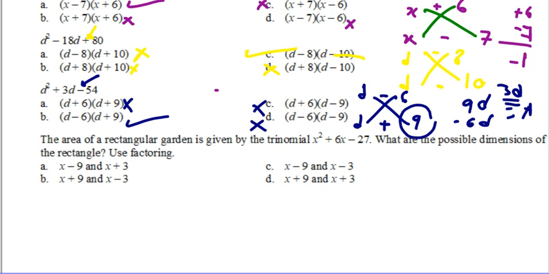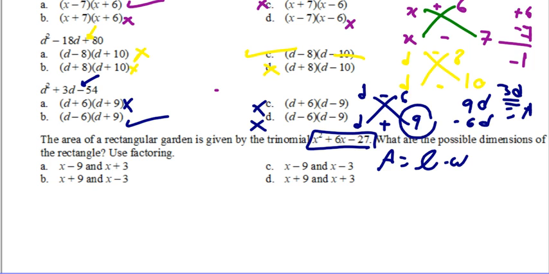The last question in this revision: the area of a rectangular garden is given by the trinomial x squared plus 6x minus 27. What are the possible dimensions of the rectangle, with factorization? You know that the area of a rectangle equals length multiplied by width.